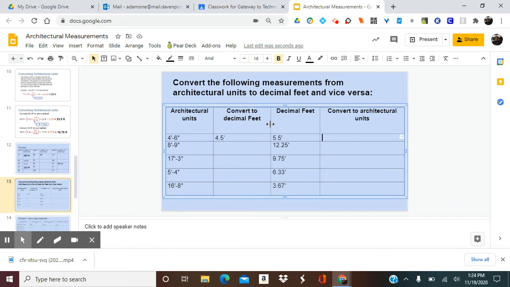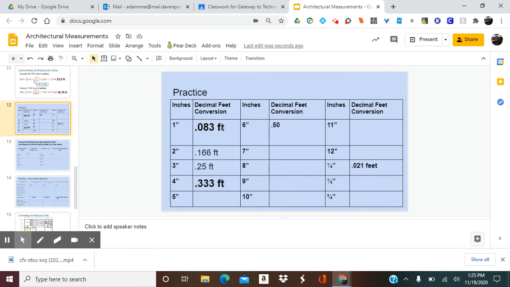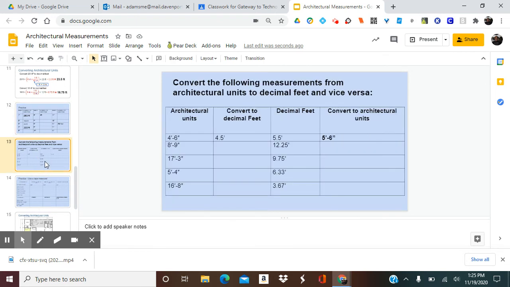On this side, you're gonna do the opposite. So this is your decimal feet, and you're gonna convert that to architectural units. So 5.5 feet is the same as 5 feet, and then a line. 0.5 is the same as 6 inches, so 6 inches, all right? You're gonna do that for the rest of them. 12.125, that's 12 feet, hashtag, and then 0.25, we know is 3 inches. Okay, this is 9 inches. All right, so look at your cheat sheet, and that's gonna give you the information you need for this one.